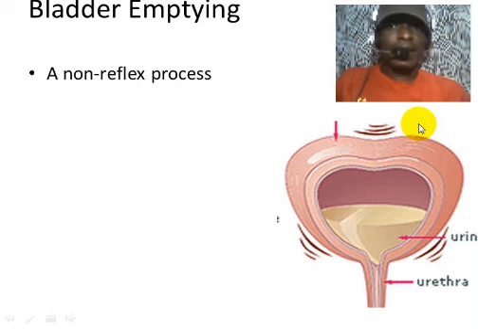Bladder emptying is a non-reflex process. It is actually under voluntary control. That is why most times if you're in a meeting and you are pressed, you are still capable of holding that urine for some time until that meeting is over. So this is how we know that bladder emptying is under voluntary control.